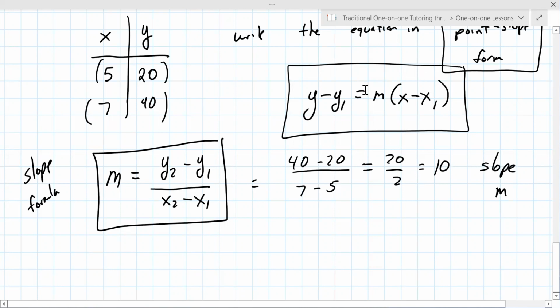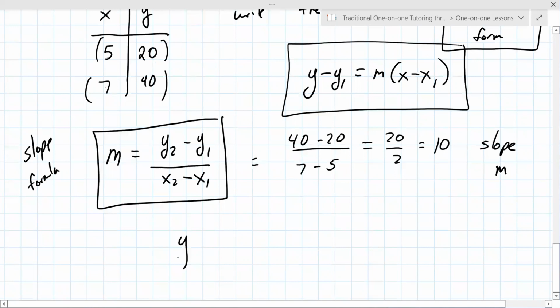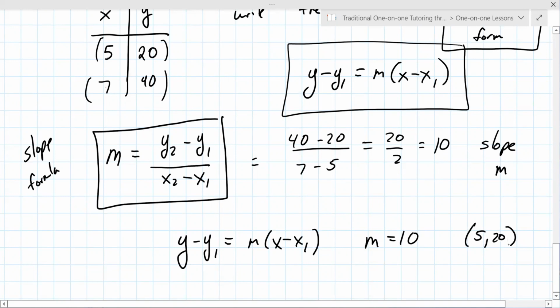So again, what you need is a point and a slope. You have the slope. You get a point from using either one of these. It doesn't matter which one. You just pick one. You say, I like the (5, 20). So let me summarize here. You have this equation. You know the slope is 10, and the point you're going to use is (5, 20).